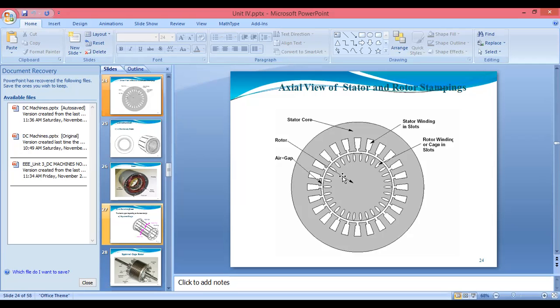If you see, this type of induction motor has some applications, like it can be used in a fan, blower, printing machine, lathe, etc. And its construction is very simple. There are no brushes and slip rings. These require less maintenance.